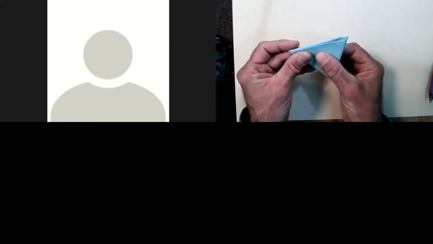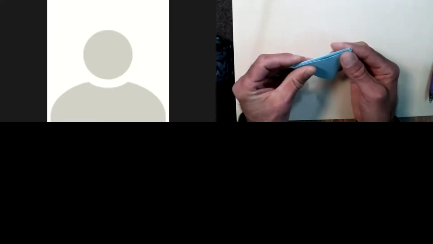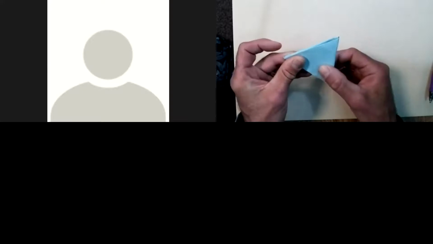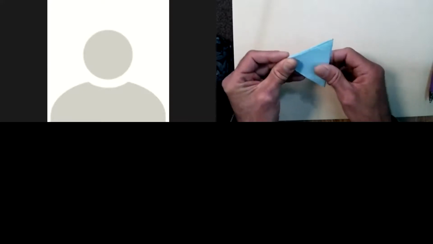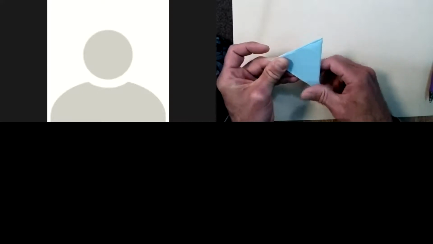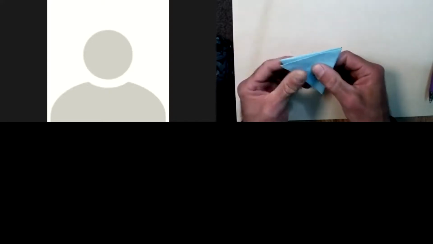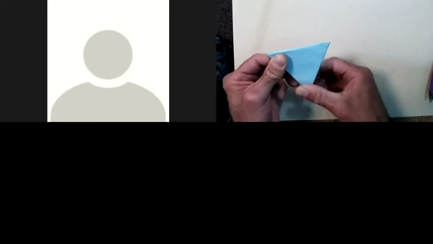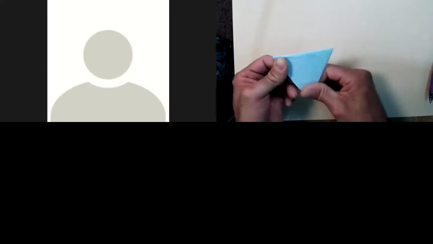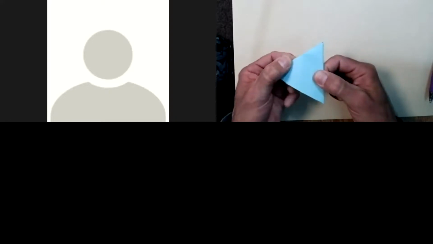The thickness of the paper, if I had thinner paper like for, what's that Japanese folding stuff called, origami. If I had origami paper, this would be easier. I don't have any with me. So this is my best version of it.